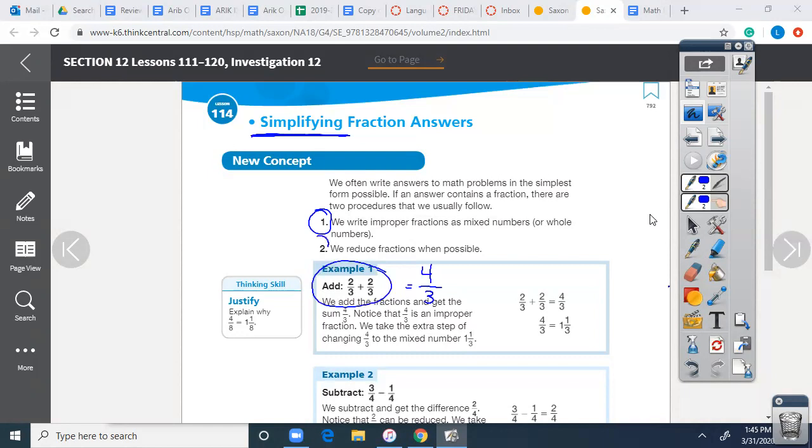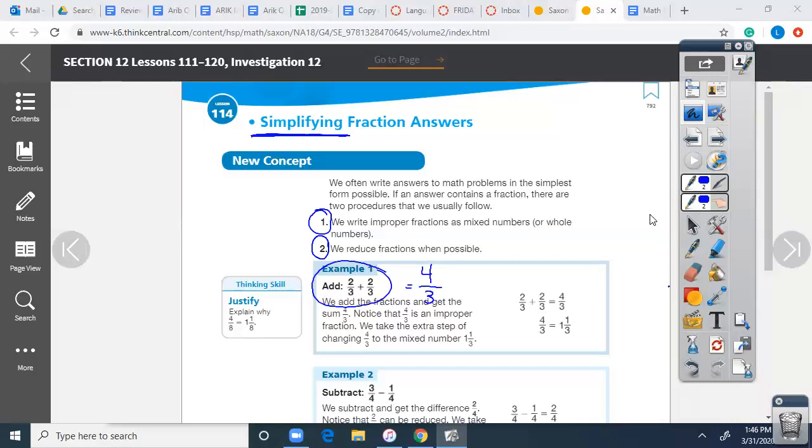The second thing, which we'll talk a little bit more about when we do example number 2, is we reduce fractions when possible. So to simplify an answer, if it's an improper fraction, you change it to a mixed number or a whole number. If it's not an improper fraction, it's just a regular fraction, you need to make sure that it's reduced. And that is what simplifying means. Those two things. If it's just a fraction that needs to be reduced, you need to reduce it. And that will be kind of like what we did yesterday.